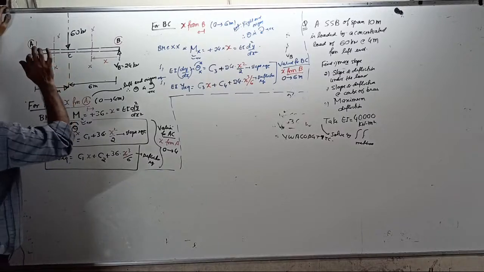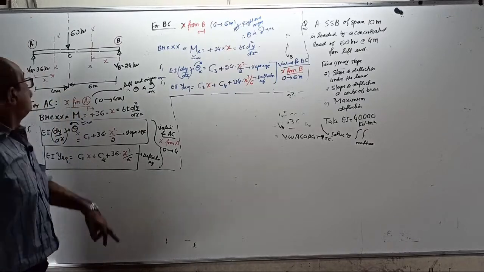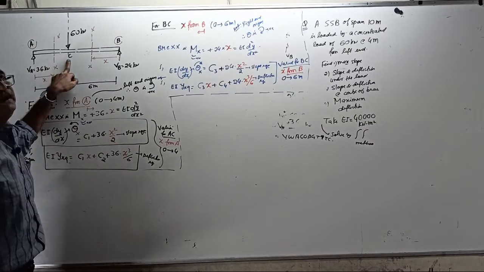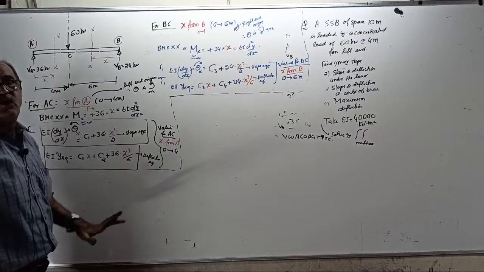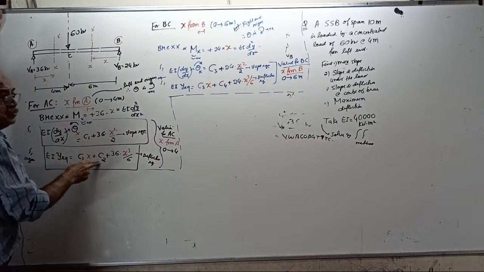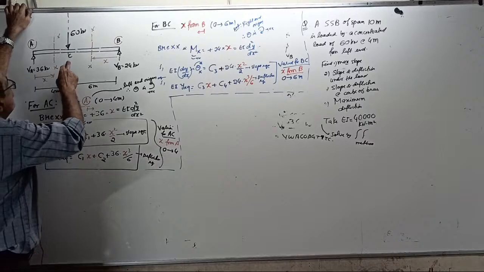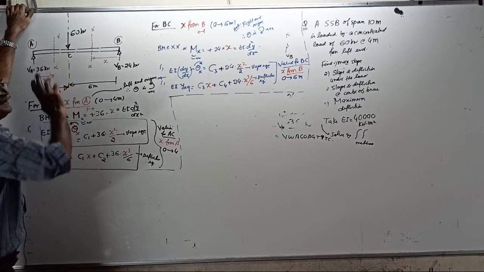Then do one thing. Substitute x equal to 4 meter. Find slope at C and deflection at C. Okay, you get theta C and yC in terms of C1, since C2 becomes 0. In terms of C1, find slope and deflection at C.